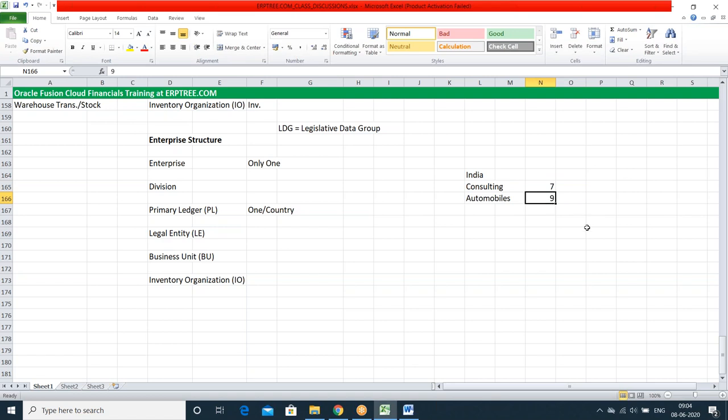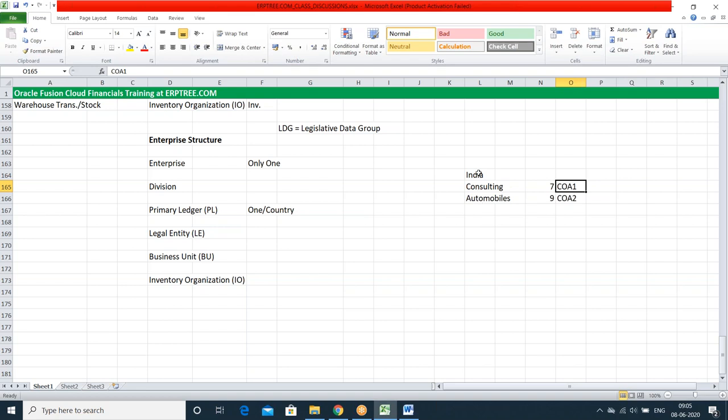When they need 7 segments and 9 segments, 2 may be common, company and account, and the remaining may be totally different. If the client wants to go with separate segments for each business, in that case we may create a separate chart of accounts. For consulting, chart of accounts 1, and for automobiles, chart of accounts 2. Consulting has one chart of accounts, automobiles a separate chart of accounts. So in this case, since we have 2 charts of accounts for the India business, for these 2 types of businesses, you cannot take 2 charts of accounts into one primary ledger. That is the reason each chart of accounts you have to go with a separate primary ledger.